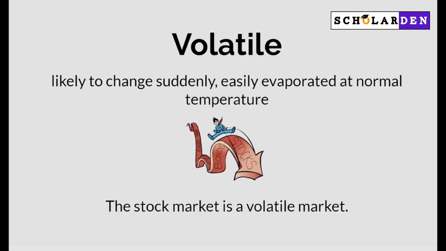Volatile, likely to change suddenly, easily evaporated at normal temperature. So these are two different aspects of the use of this word. The first one is the abstract one, likely to change suddenly, as in this sentence here. The stock market is a volatile market. Or it could be easily evaporated at normal temperature, meaning like pure alcohol evaporates quite easily, so we could say it's a volatile liquid. Or we could say someone has a volatile temper.